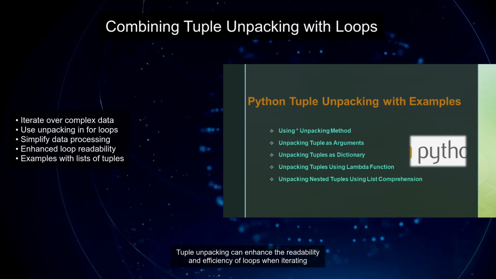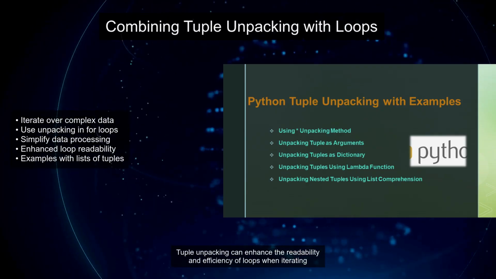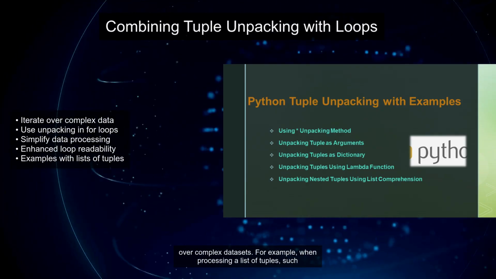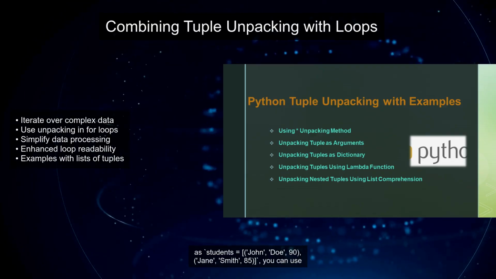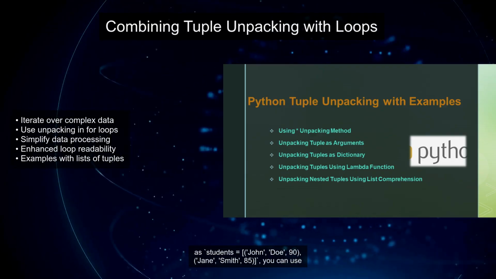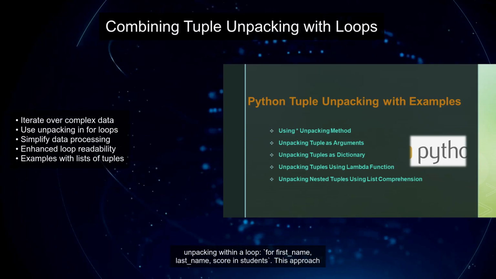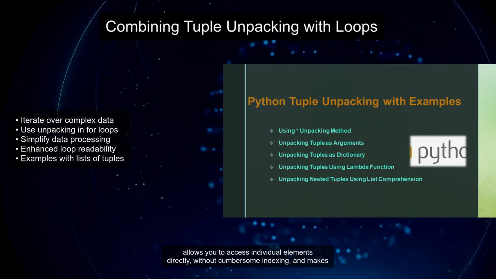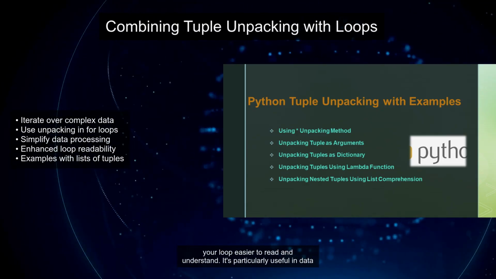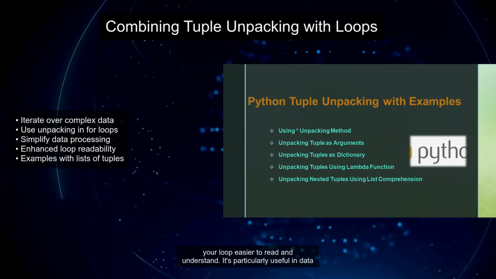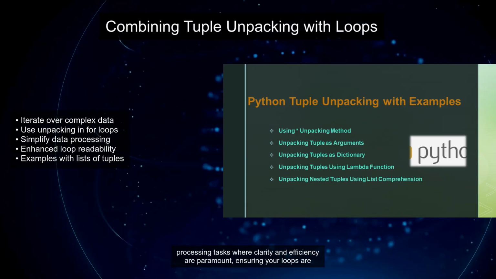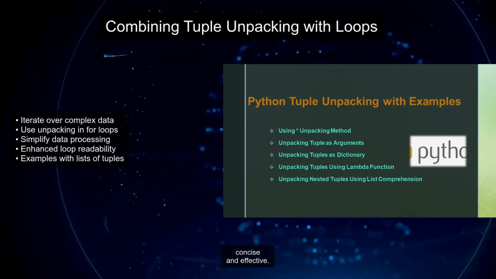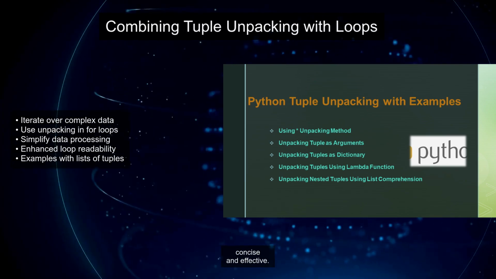Tuple unpacking can enhance the readability and efficiency of loops when iterating over complex datasets. For example, when processing a list of tuples, such as students = [("John", "Doe", 90), ("Jane", "Smith", 85)], you can use unpacking within a loop: for first_name, last_name, score in students. This approach allows you to access individual elements directly, without cumbersome indexing, and makes your loop easier to read and understand. It's particularly useful in data processing tasks where clarity and efficiency are paramount, ensuring your loops are concise and effective.